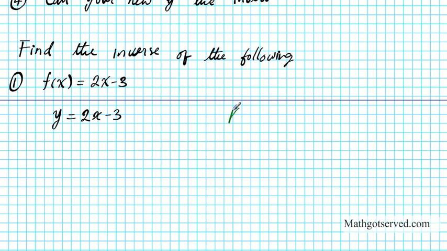Now what I'm going to do next is make the switch. I'm going to switch my x's for my y's. So the next step is to switch your y's for your x's. How do we do that? Well, instead of y equals 2x minus 3, I'm going to have x equals 2y minus 3. Step number three, we're going to solve for y.